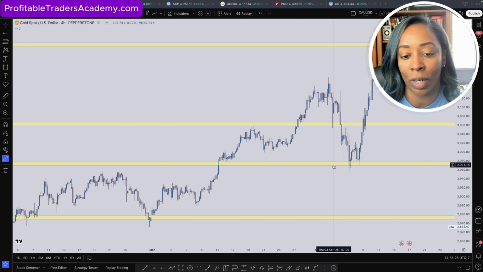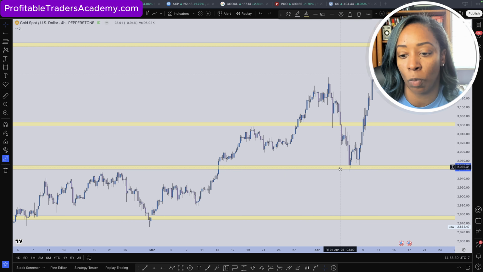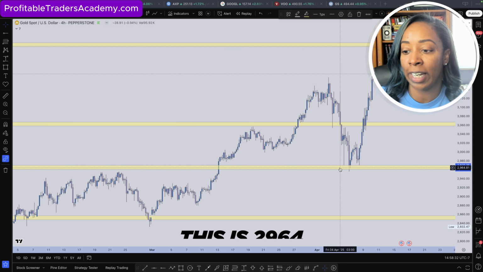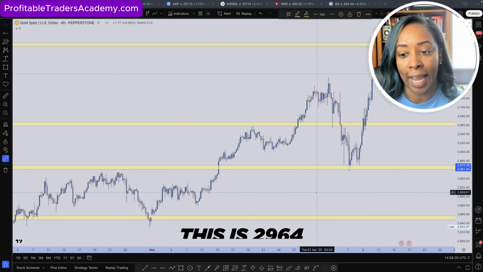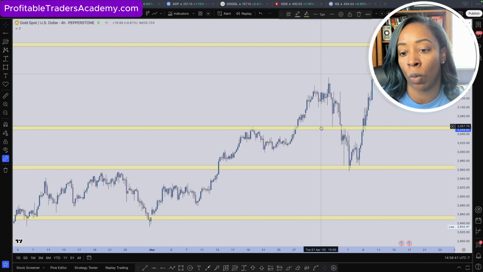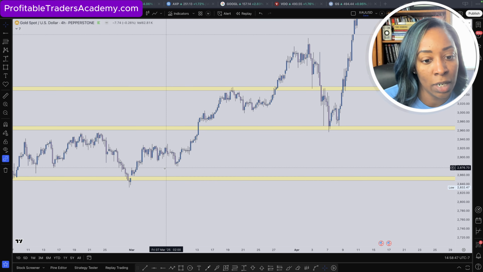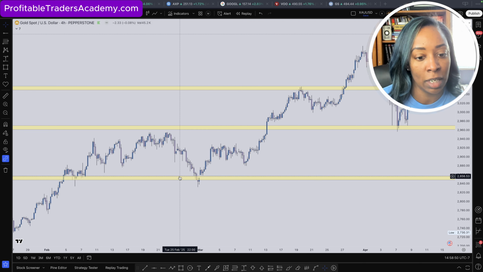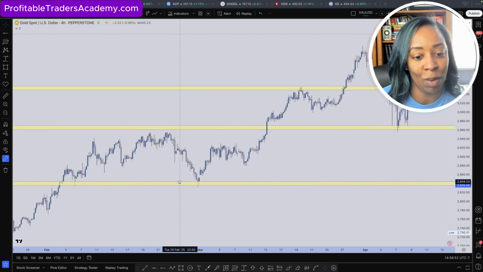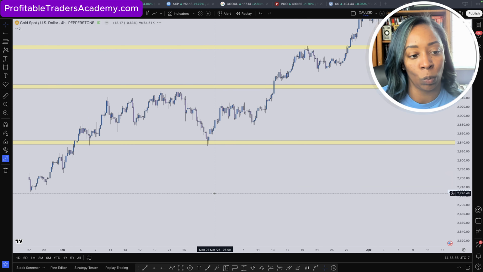Right now, what I want to do is take this level and pull it down just a little bit. It still looks really good. Right here, this is 29.64, and I actually do want to move this level as well. I'm going to move this down to 30.55, and this level right here, now that I have a little bit more data, I'm going to move it down so that it is sitting at 28.40. So that's cool right there.